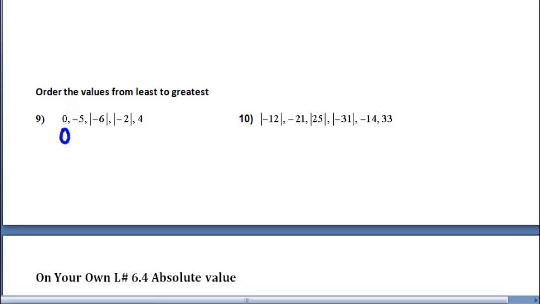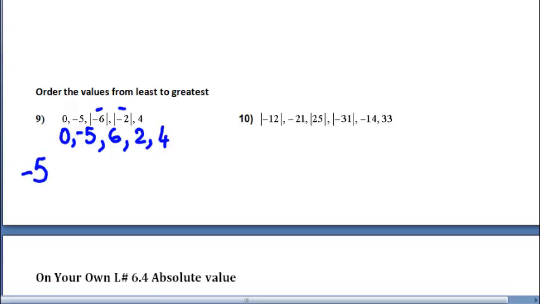So I'm going to rewrite this. This is just a plain old 0. This is a negative 5. Now the absolute value of negative 6 is a positive 6. Absolute value of negative 2 is a positive 2, and that's a 4. Now we know how to order this.